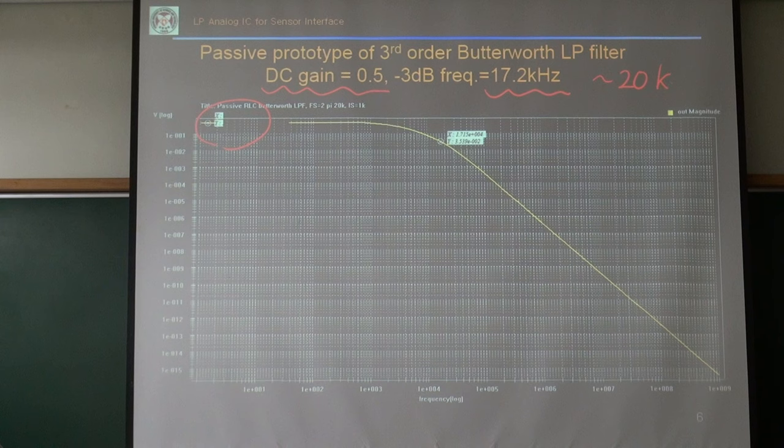Here the omega zero of this transfer function should be 2 pi times 20 kilohertz, okay? That's in radians per second. But my bandwidth is 17.2 kilohertz, okay? So fine, okay?